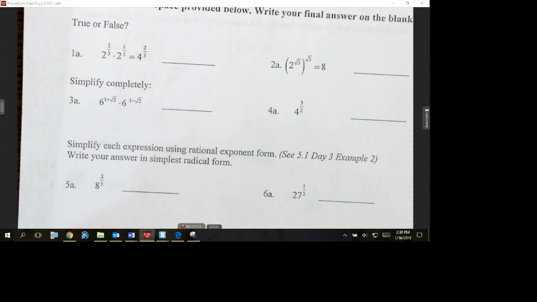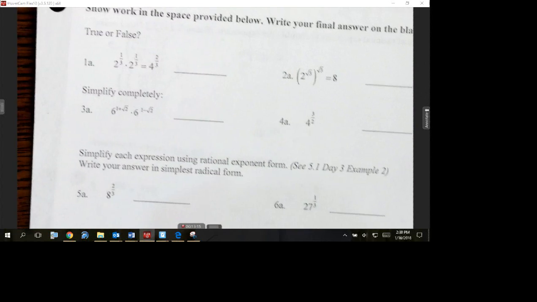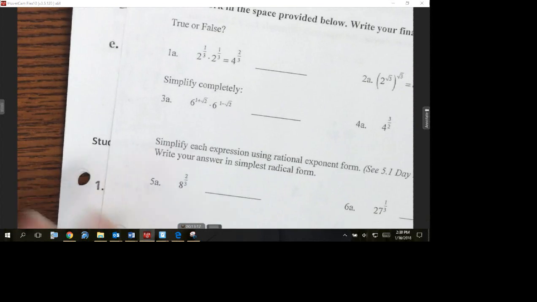Okay, so rest of class, work on this. Oh, we've got 2 minutes. Why don't you do number 3? Do number 3 before you leave.